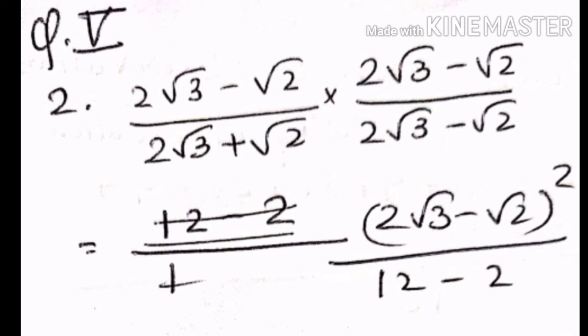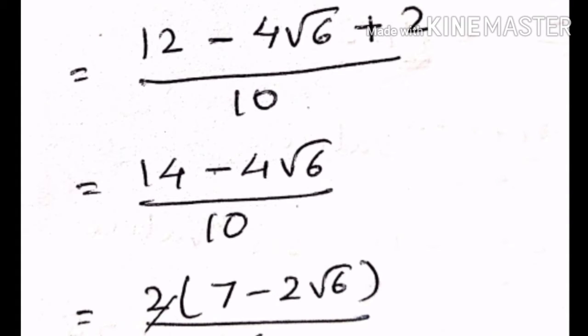Question number 5, second part is simplify by rationalizing the denominator. So in this type of question, as you know, we have to take the rationalizing factor according to the denominator. So that is 2 root 3 minus root 2 upside down, and we are squaring in the numerator, and the denominator is 4 3s are 12 minus 2. So here by squaring in the numerator we get 12 minus 4 root 6 plus 2 upon 10, that is 12 minus 2, 10. So 12 plus 2 is 14 minus 4 root 6 upon 10.